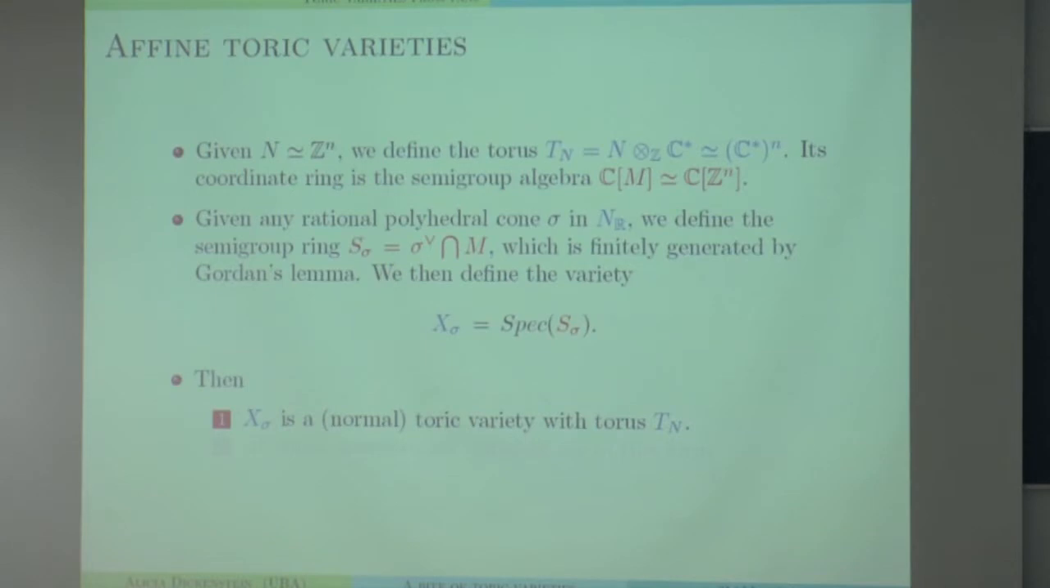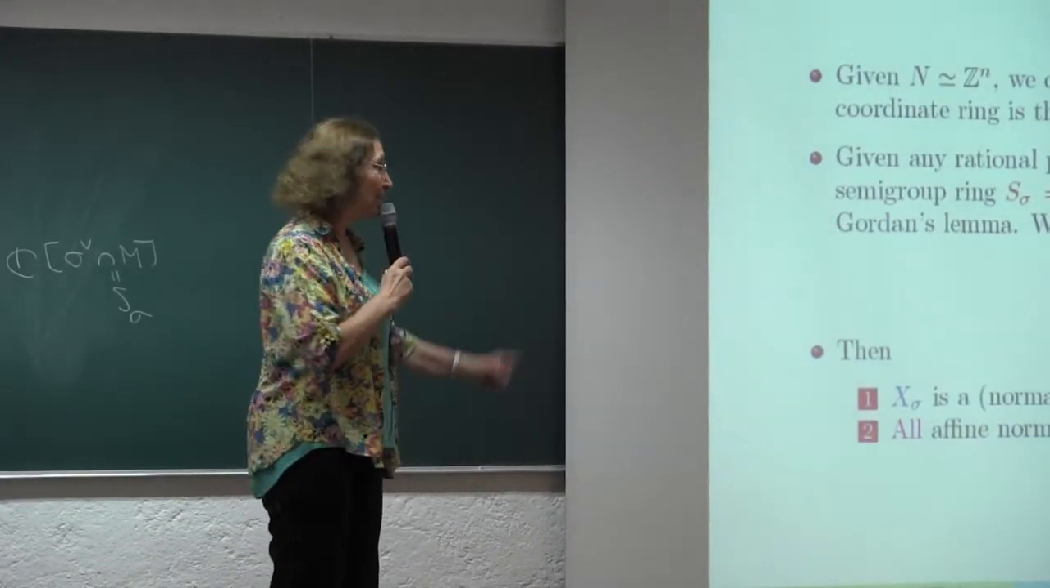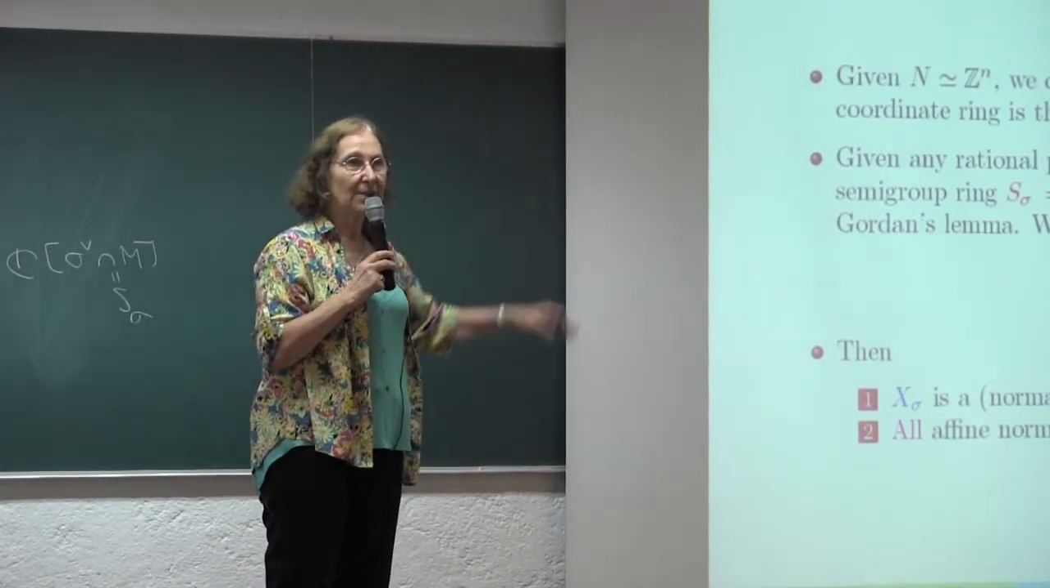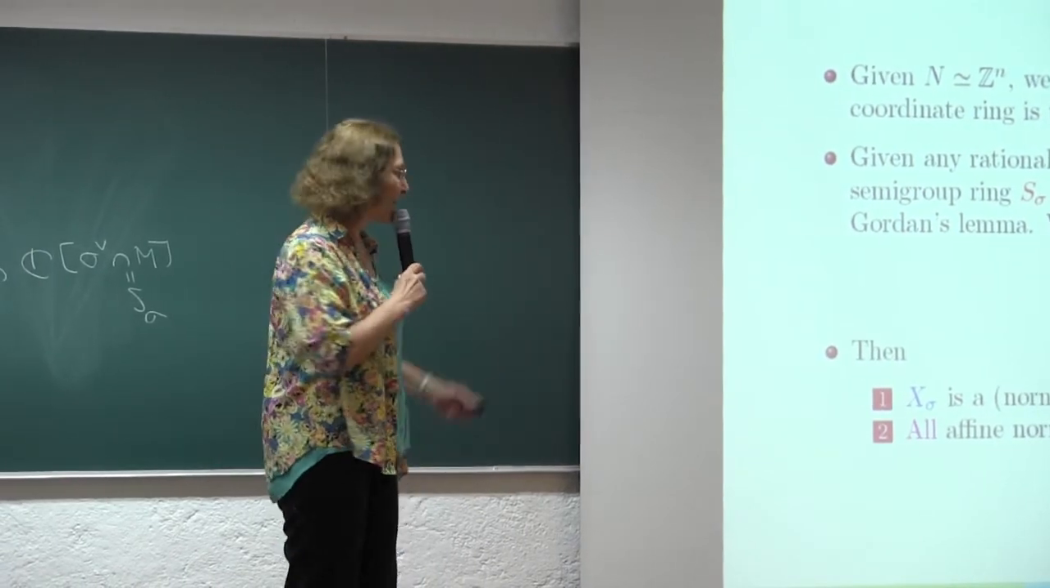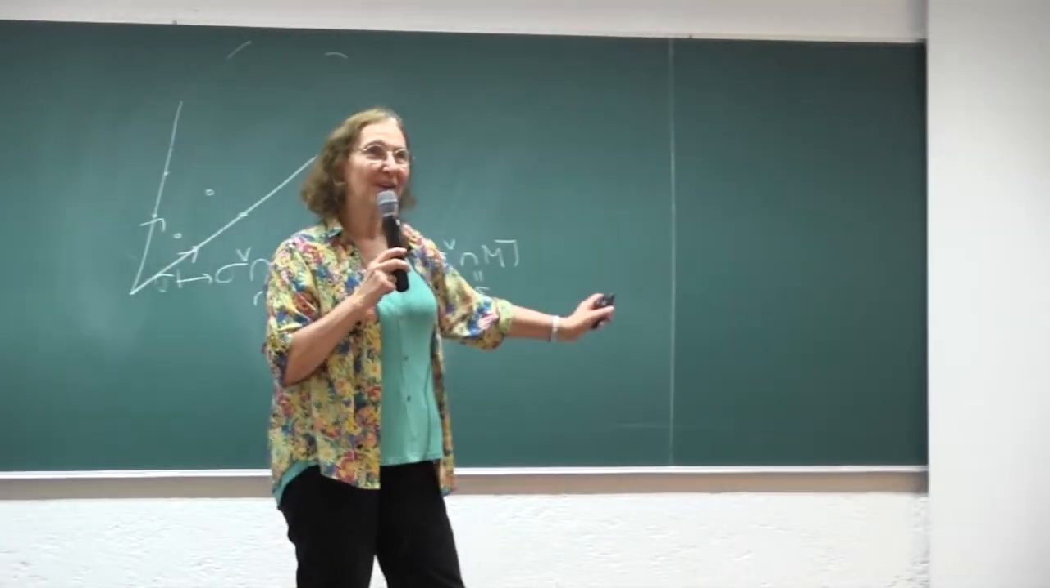Then it is easy to see that what we get is a normal toric variety with torus Tn, the one which is there, because this is contained in M, so the semigroup ring is contained here, and so there is a reverse inclusion of the varieties. Okay? So this containment gives the containment of the torus inside X sigma. And also, all affine normal toric varieties come this way, are associated to a cone. And I will give you a very rough idea why this is so. Okay? Okay, so we know all affine toric varieties.